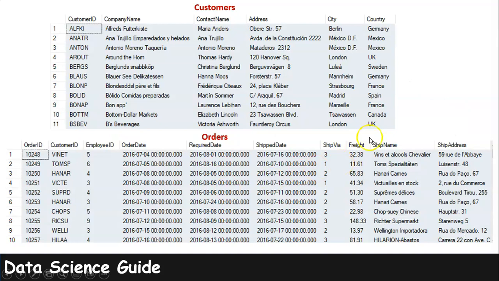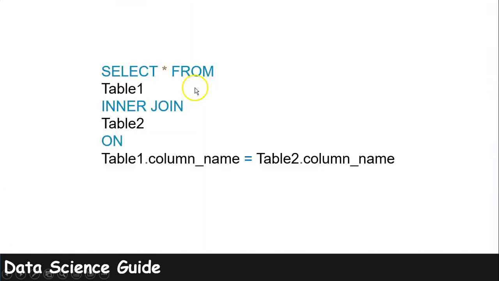Let's have a look at this example. Let's say that we have customers table and orders table. These two tables are linked using customer ID. So customer ID is a primary key in customers and customer ID is a foreign key in orders table. When we need to join these two tables using inner join, only the records that exist in both tables will be retrieved. And this is the syntax for inner join.